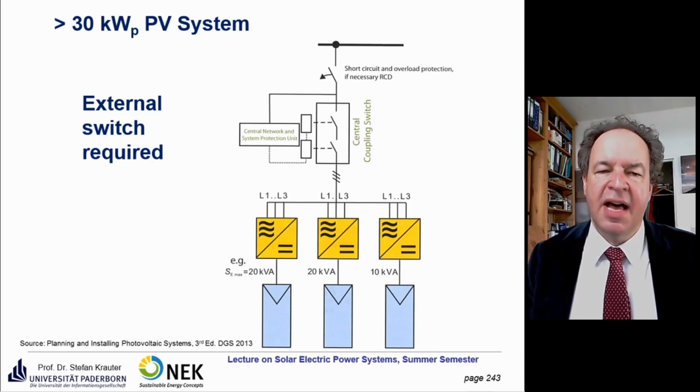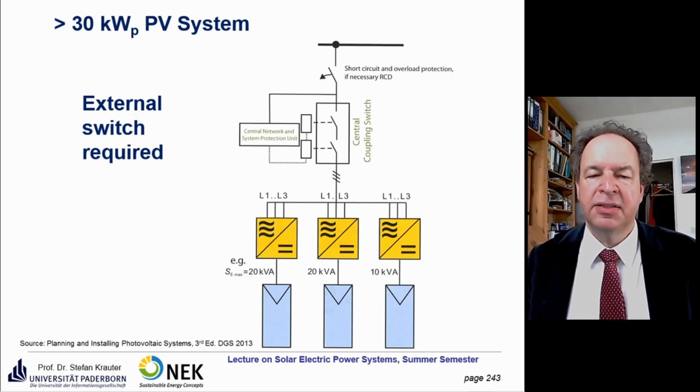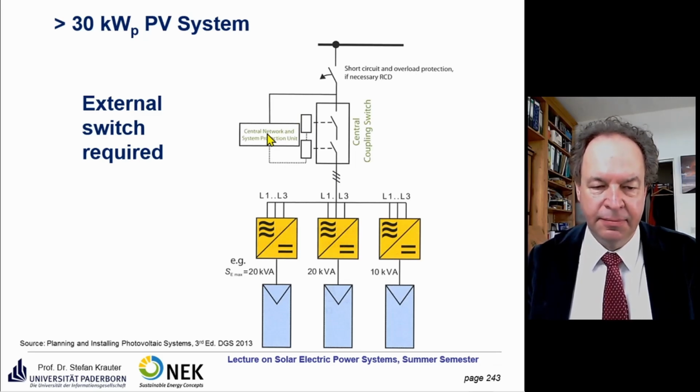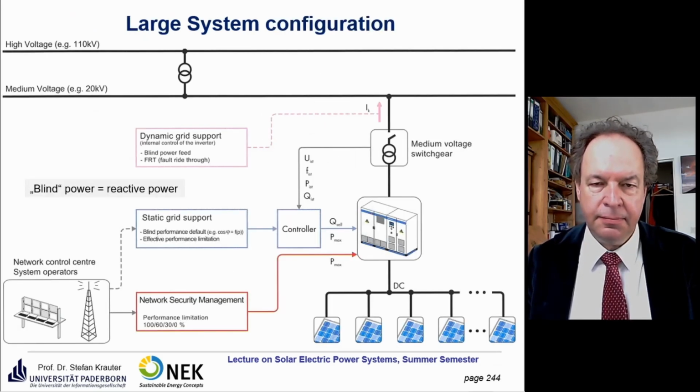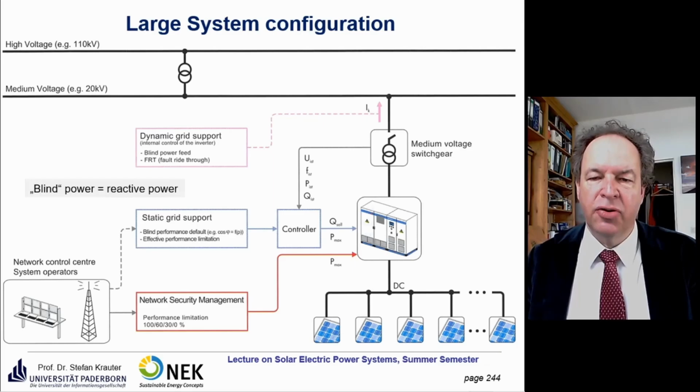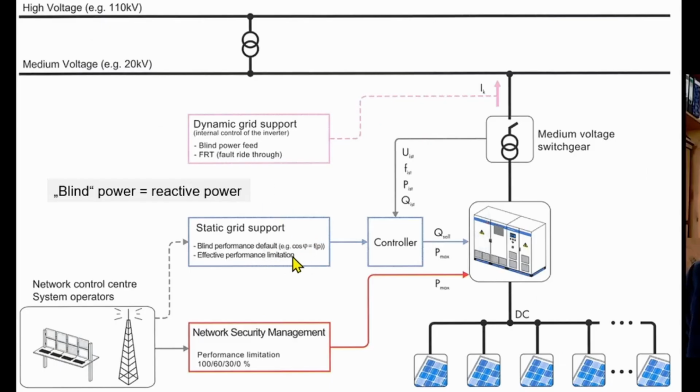For system sizes above 30 kilowatts, in many countries an external switch is required, so you can switch it off via the utility, or there's a kind of remote control for fire brigades and so on, so you can switch it off from far away from the power plant. For large system configurations, the utility has even more control over the system.